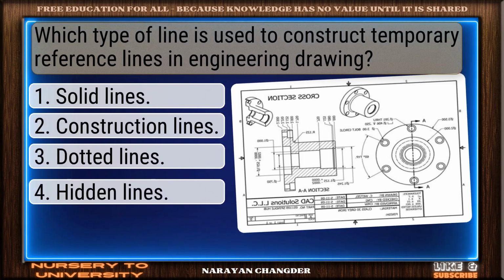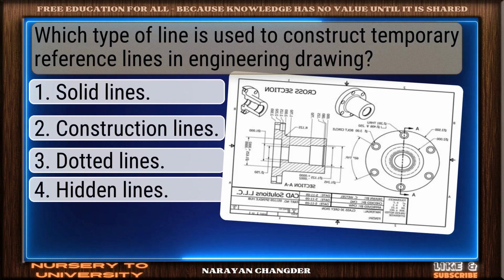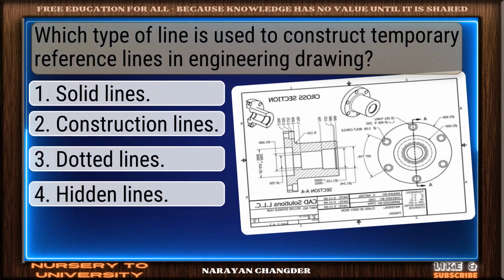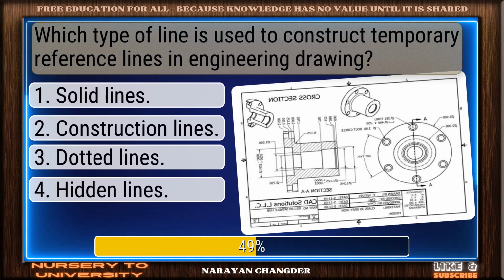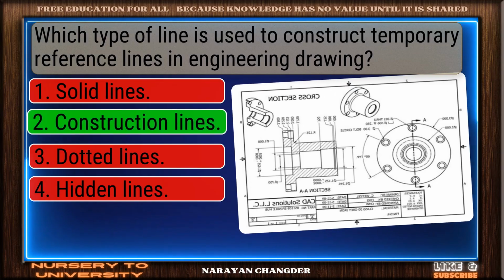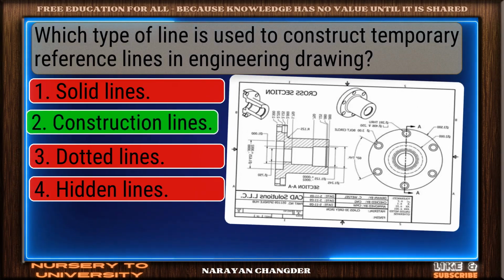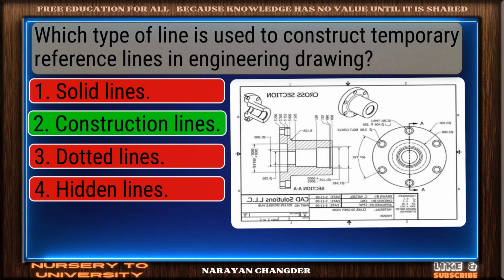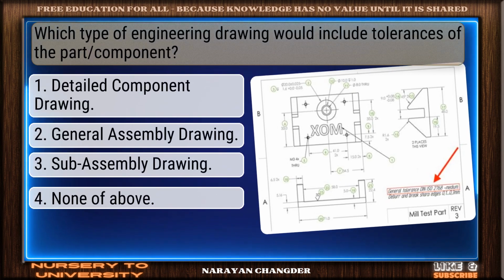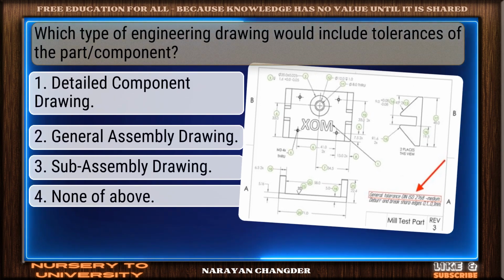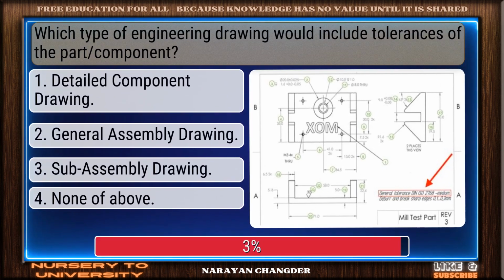Which type of line is used to construct temporary reference lines in engineering drawing? Clear logic. Your choice, construction lines, is sound and 100% true. Which type of engineering drawing would include tolerances of the part component?